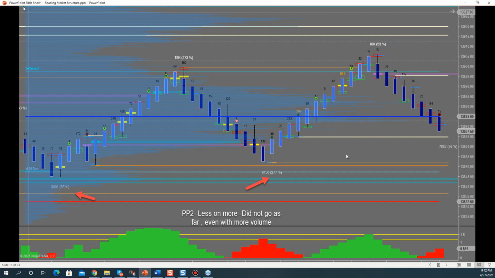That's a great screenshot there, right? You got a power play 1 and a power play 2 right there in a ranging market. So everybody see the difference? The power play 1 went further than the last peak on less volume. The power play 2 had a lot more volume, but didn't go as far as the last peak. See that?